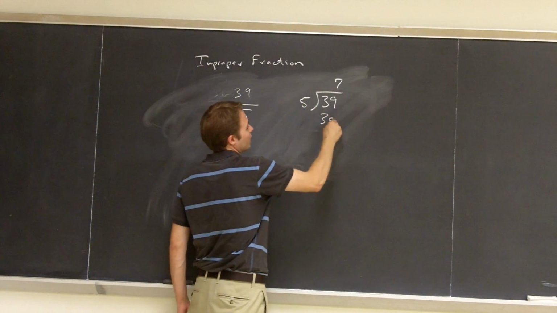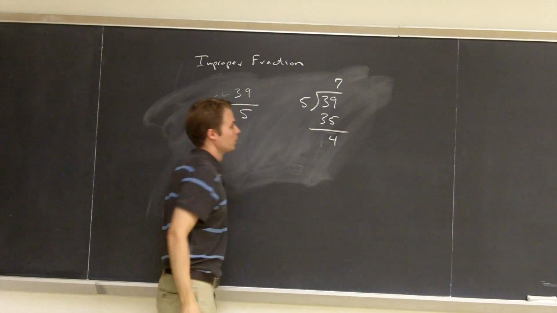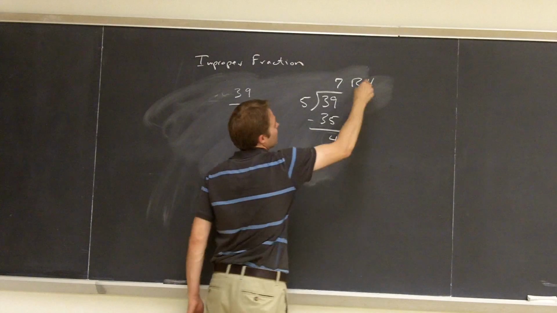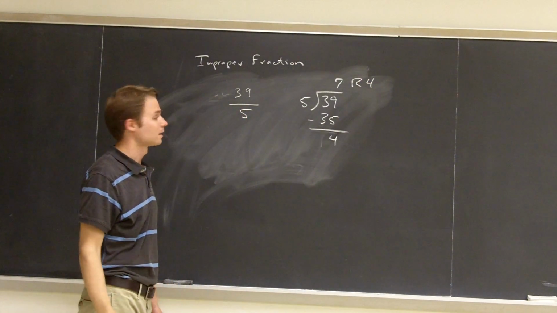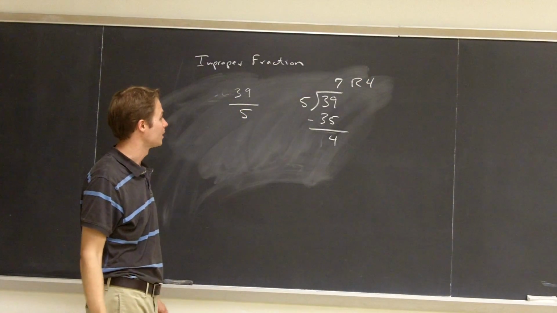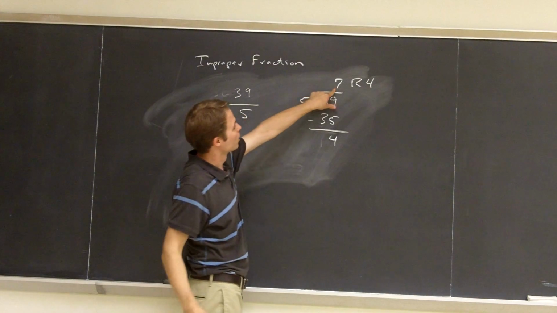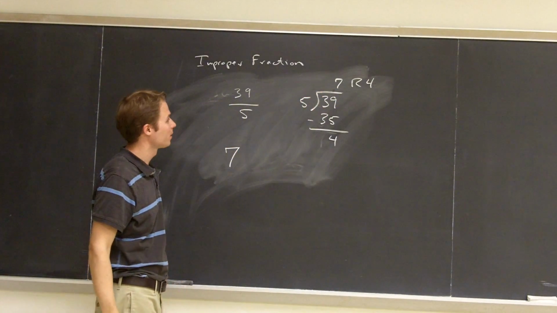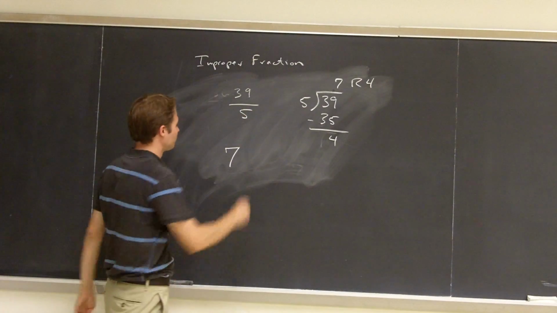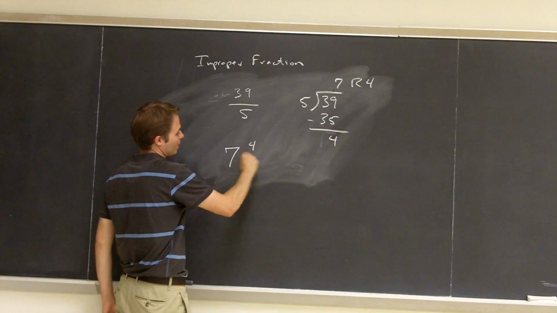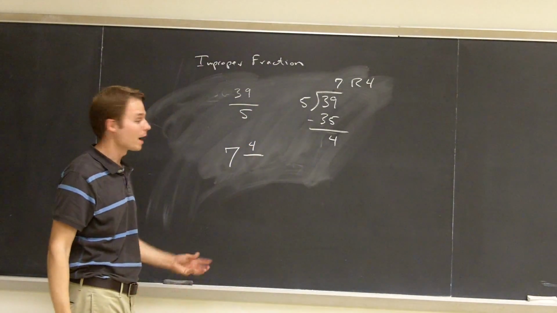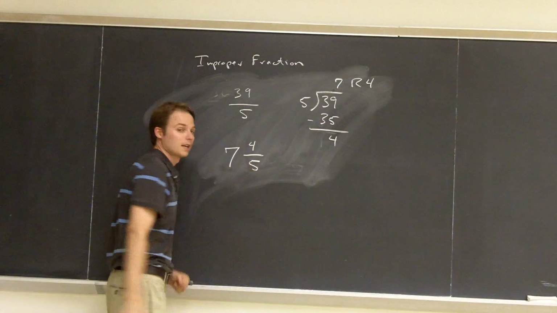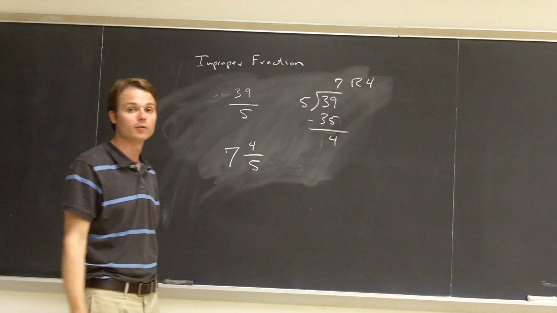7 times 5 is 35, and then when we subtract 39 minus 35, we have 4 left over. So we get 7 with a remainder of 4. That's how many times 5 goes into 39. So it goes in 7 full times, so 7 becomes our whole number on the fraction. We have a remainder of 4, so that becomes the numerator of our fraction part, and then the 5 stays the same as our denominator. So we get 7 4/5.